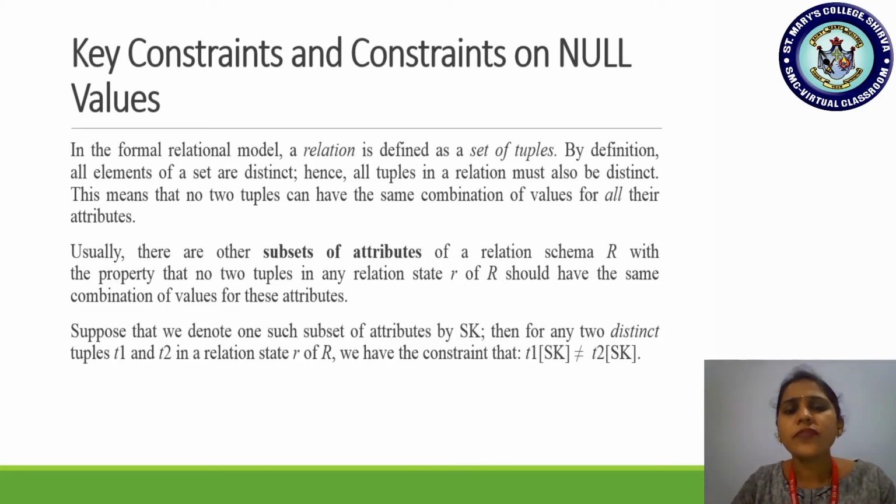Hence all tuples in a relation must also be distinct. It means that in a relation, however many rows of data we fill, all the rows' information has to be distinct. It should not be a repetition of information. Are you all understanding? If 500 students have been admitted to a course, that 500 students' information will be unique. None of the students' information should be repeated there. So all tuples in a relation must also be distinct.